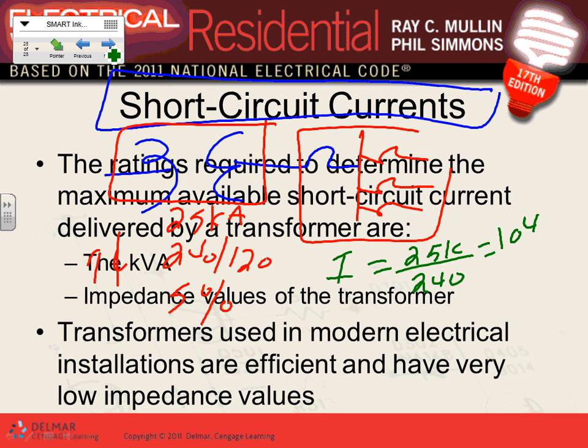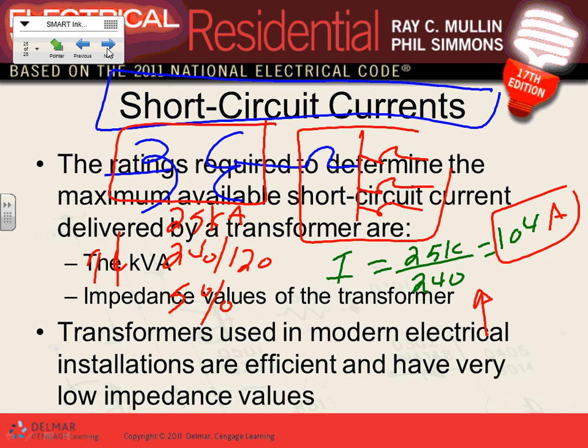Divide by 240. Sounds small. 25,000 divided by 240. Okay. Oh, yeah. So 24M. Thank you. I'm just thinking of a short circuit. 204, right? Okay. Now, the overcurrent protection device for the panel goes up.